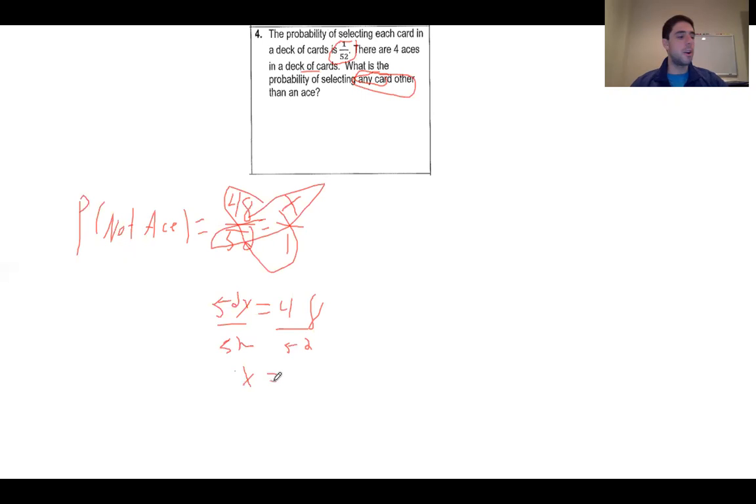And what's 48 over 52? 48 over 52 is going to be 0.92 approximately. So that means we have a 92% chance of drawing any card but an ace.